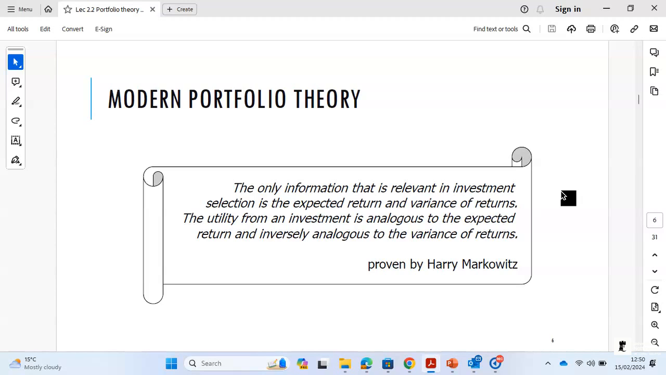The utility from an investment is analogous to the expected return. So the benefit that you'll derive from that investment is the expected return. That's why you are investing. Okay? And the utility will be inversely analogous to the variance of returns. So the benefit that you'll derive comes in the form of expected return of that investment, but that utility is inversely related to the risk of that investment, measured by variance of those returns.